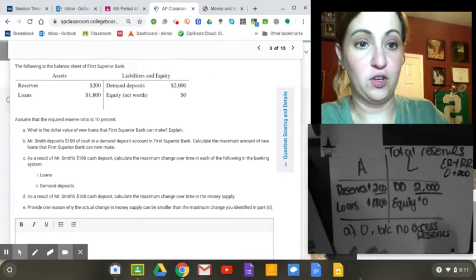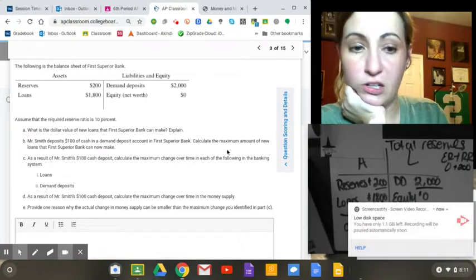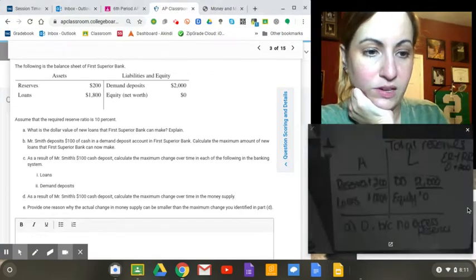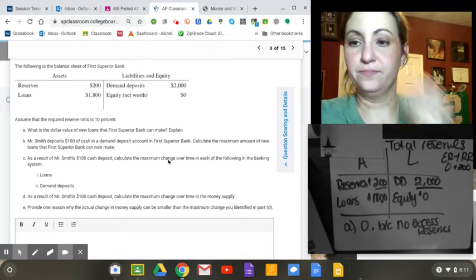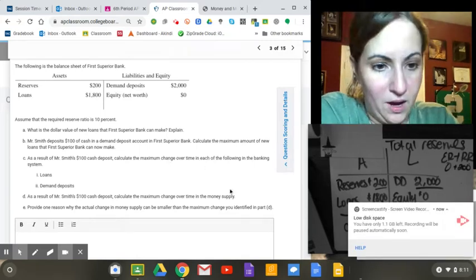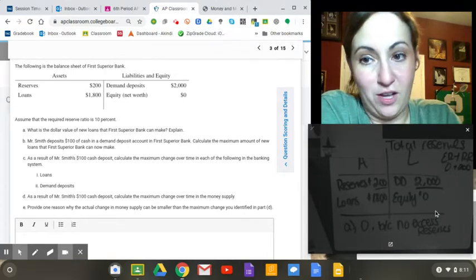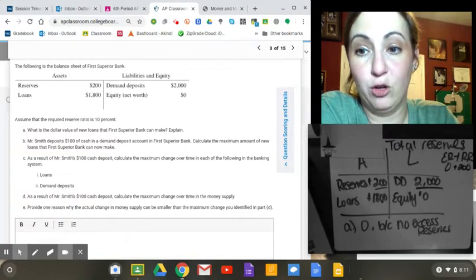I have to go fast now. B, Mr. Smith deposits $100 in cash. I only have so much space left on whatever. Mr. Smith deposits $100 in cash in his demand deposit account. Calculate the maximum amount of new loans that they can now make.